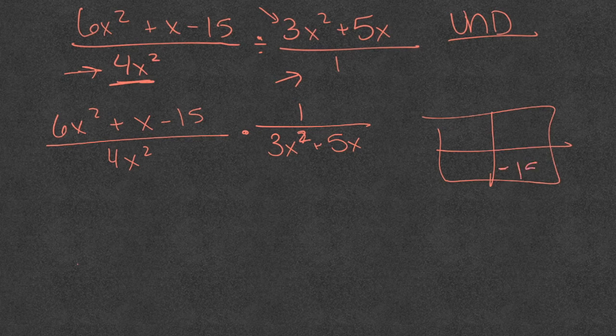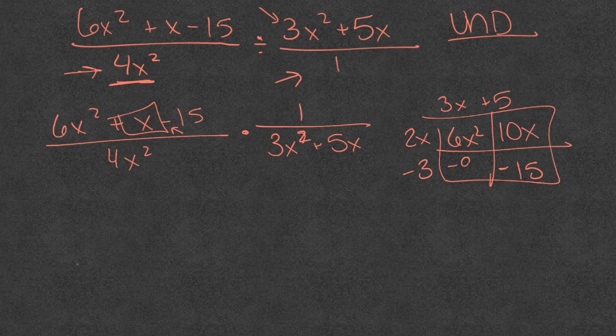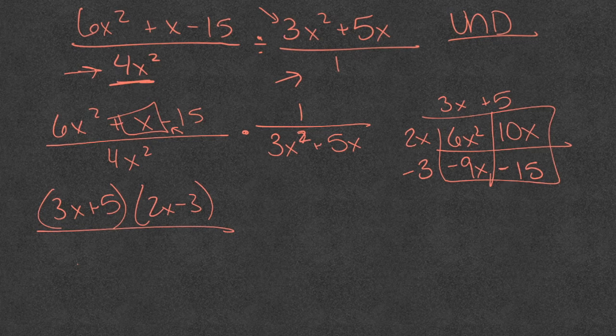What's going to make something negative 15 when you have a 6x squared there? In order to get a singular x, that's what we're going to have a goal for. So let's try out a 3x and a 2x. And we'll go with the 5, a plus 5, and a minus 3, because you do need a negative. So we'll try that out and see if it works. So that's 10x and negative 9x, and that gives me what I need. So that turns to 3x plus 5 and 2x minus 3. This is definitely one of the harder factoring problems.